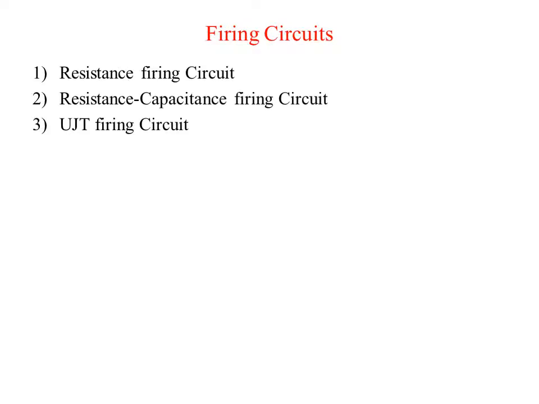Firing circuits. Basically, there are three types of firing circuit used for thyristors, namely first, resistance firing circuit, second, resistance capacitance firing circuit, and third, UJT firing circuit. We study these three types of firing circuit in details.